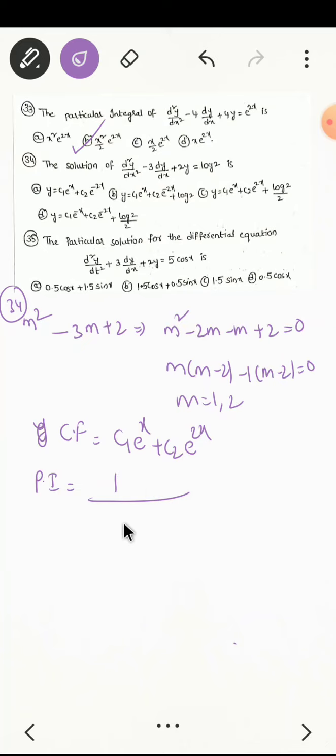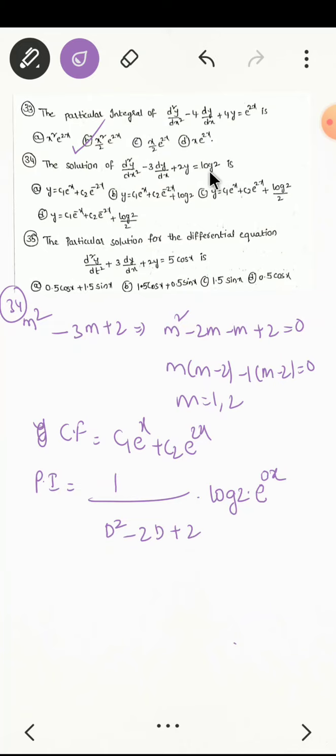1 by D square minus 3D plus 2, function is log 2. And you will see now, this is what out of syllabus. Why? Because you will tell, sir, you have not explained log 2. No, it's not like that. So log 2 is constant, so don't worry about that. Log 2 into wherever constant is there, you just multiply e raised to power 0x. Why? Because e raised to power 0x value is 1. So wherever e raised to power 0x is there, 1 is there, you just substitute e raised to power 0x. Hope you are getting. If there is some constant, multiply that thing with e raised to power 0x.